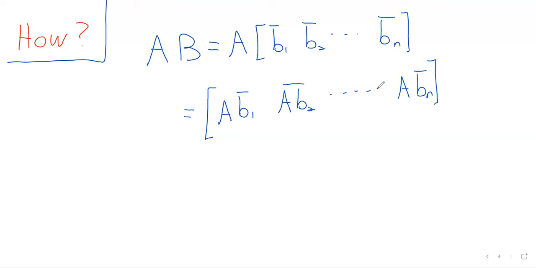Why this definition? There's a very concrete reason that a matrix times a matrix basically has to be defined this way. And it's to do with associativity.